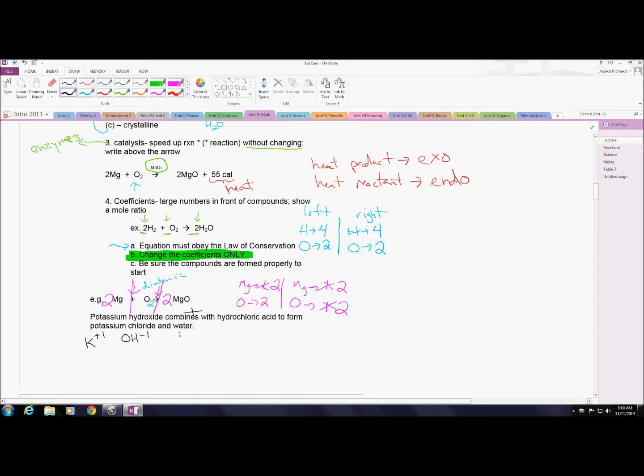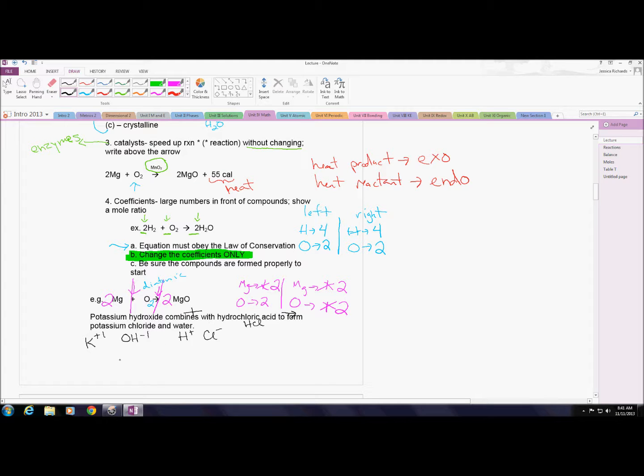Hydrochloric acid, you can look that up. Hydrogens have a charge of +1. Chlorines have a charge of -1. If you use table K to find hydrochloric acid, it's HCl. It's already written for you. Forms is going to be your arrow. And then we're going to make potassium chloride, so +1 and -1, and water. And you should know water, it's H2O.